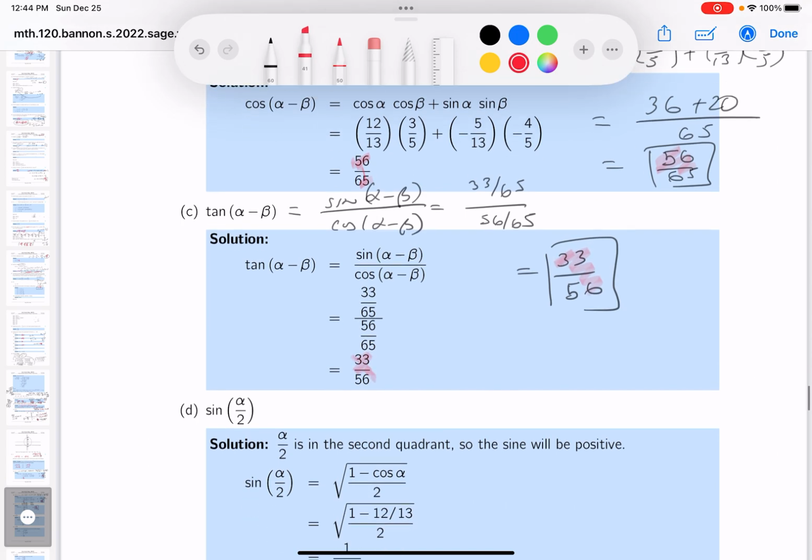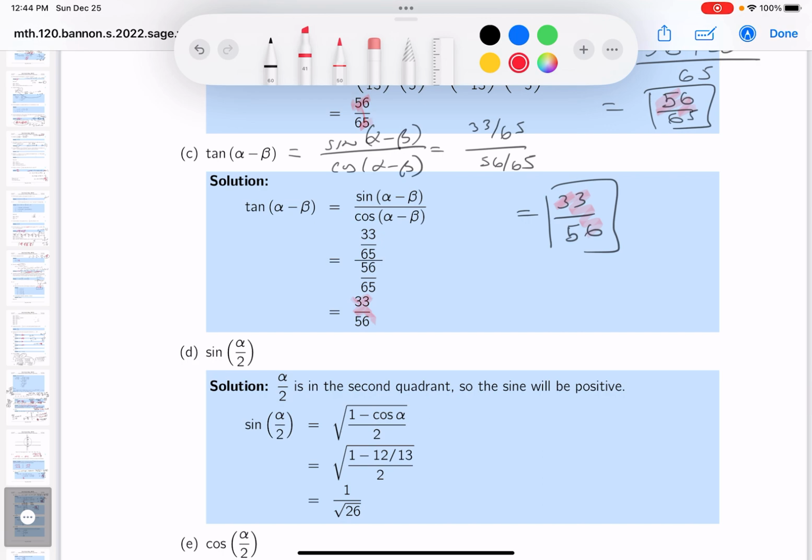Let's put a box in that, get the red pen out, check it. Okay? Okay, this one's a little more difficult, and it wants the alpha over 2. So before I do anything, I've got to figure out what quadrant it's in. And the reason why we have a formula for this, the sine of alpha over 2, is that it's going to be equal to plus or minus, and this is the issue, by the way, the root of 1 minus cosine alpha over 2, all right?